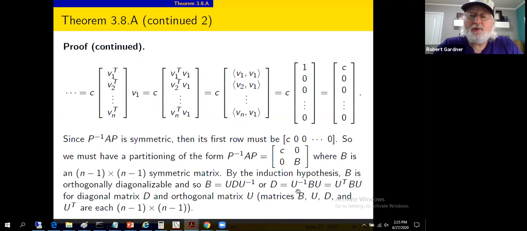Rearrange it to get D equals U inverse BU because we're going to use that in the future on the next slide. All right, so how are we doing here? We're trying to show A is orthogonally diagonalizable. We've shown this is orthogonally diagonalizable. All right, we use the induction hypothesis. The problem is it's too small. So we need to get from an n minus 1 by n minus 1 matrix to an n by n matrix. Here's an n by n matrix right here, by the way.